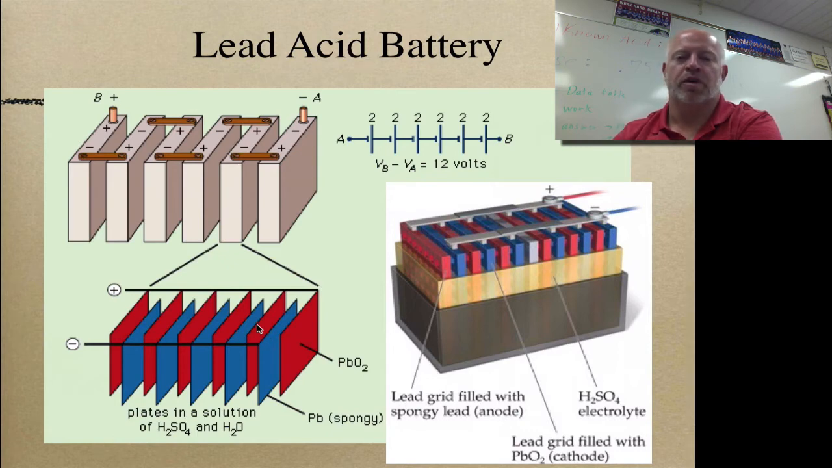Okay, what a lead acid battery has is at your cathode, you have a lead oxide type of material. At your anode, you have a lead type of material. So the transfer of oxygen back and forth is what actually causes this to happen.